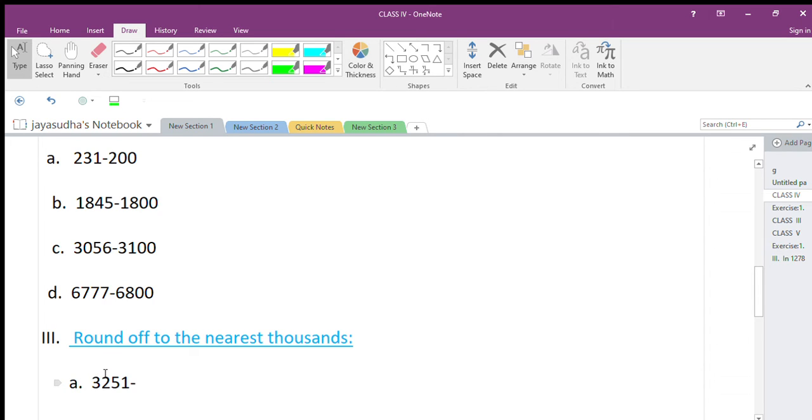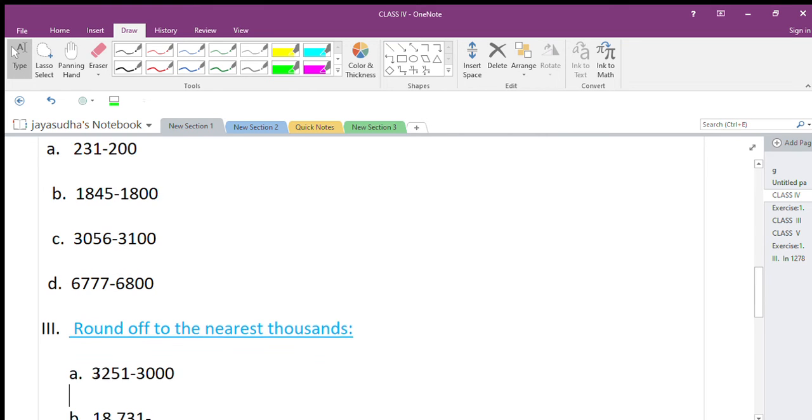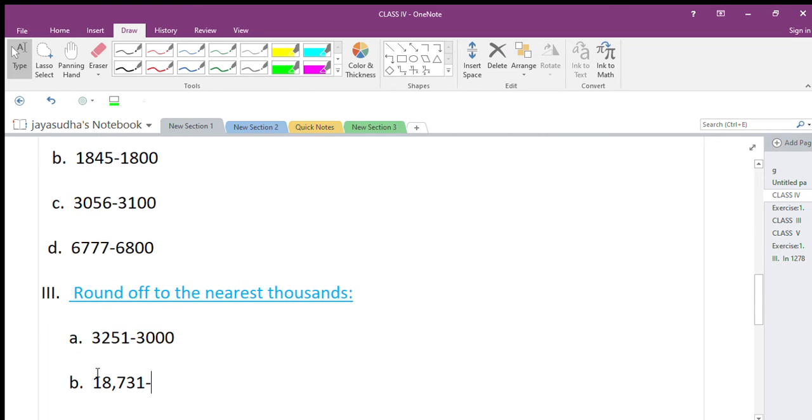Listen, you look at 100. 100 plus what? 5 below. So you write there as it is in the 3. Rest of the 3 digits are 0.